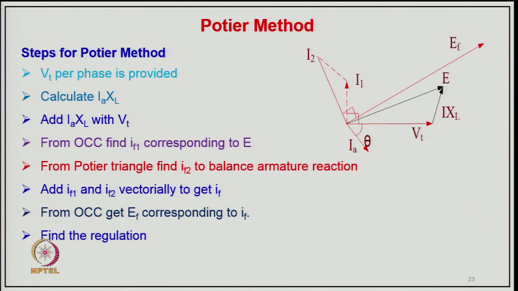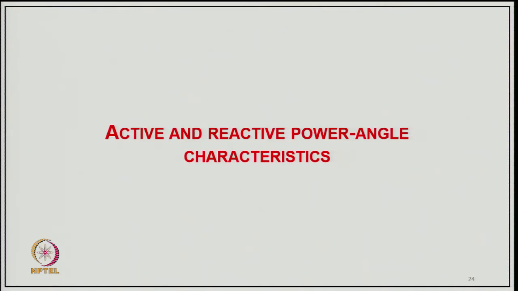So, the steps for Potier: V T is the per phase voltage, calculate I A X L, add I A X L with V T, and from the OCC find I F 1 corresponding to E, as in the MMF method. From the Potier triangle find I F 2 to balance the armature reaction, add I F 1 and I F 2 vectorially to get I F, and from the OCC get E F corresponding to I F, and find the voltage regulation. So, this little modification you can call it for getting leakage reactance.